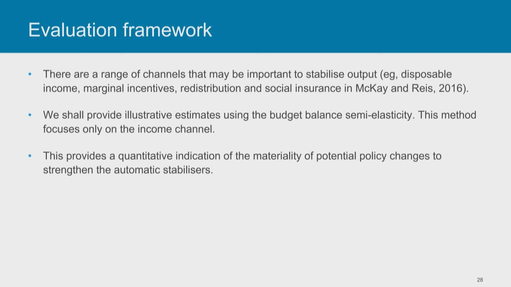There are a range of channels that may be important to stabilise output, such as the disposable income channel, incentives, redistribution and social insurance, and these require a fully specified macro model to tease out. But we shall provide illustrative estimates using the budget balance semi-elasticity, the macro method discussed earlier. This method captures only the income channel, which is a limitation, but it provides a quantitative indication of the materiality of potential policy changes as a starting point for analysis.